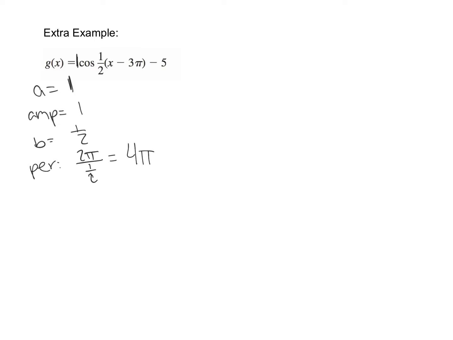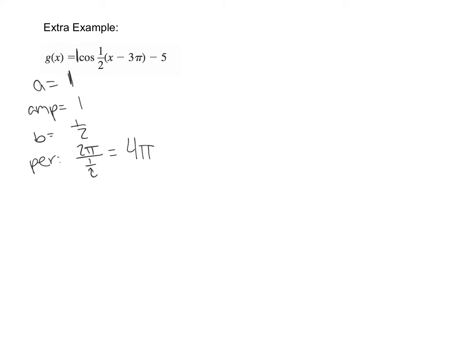I know we've had that on a couple problems. It just happens to be the ones I picked. Your H is your horizontal shift, and this is 3 pi. It's positive 3 pi. It's the opposite of what you see in the parentheses. And our K is our vertical shift, and that's -5.